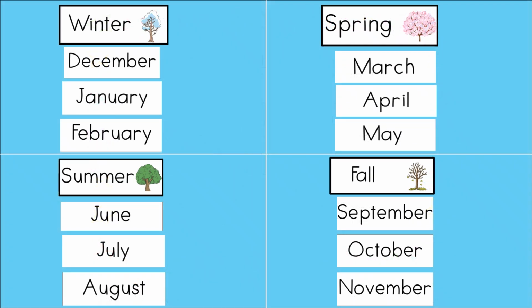Another idea is to display the months of the year by their season. I've made these season cards that create a science tie-in by using trees to show what happens to them in each season. But you could also discuss the weather, what we wear for each season, or the holidays that happen during each. It's totally up to you.